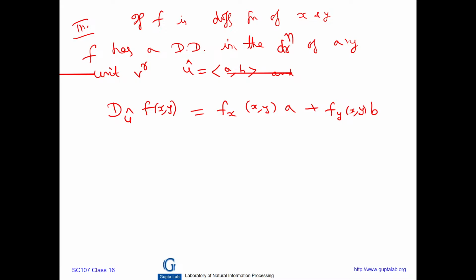Who uses the limit again and again? We are going to use this formula for finding the directional derivative. So how do we prove it? I think we have 5 minutes to prove this.